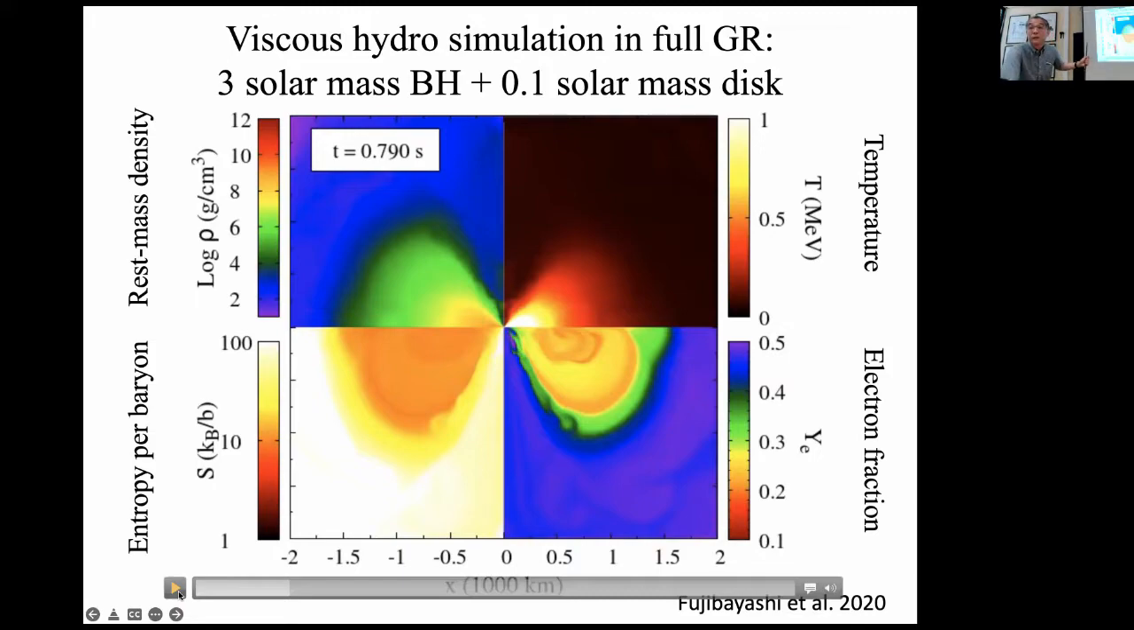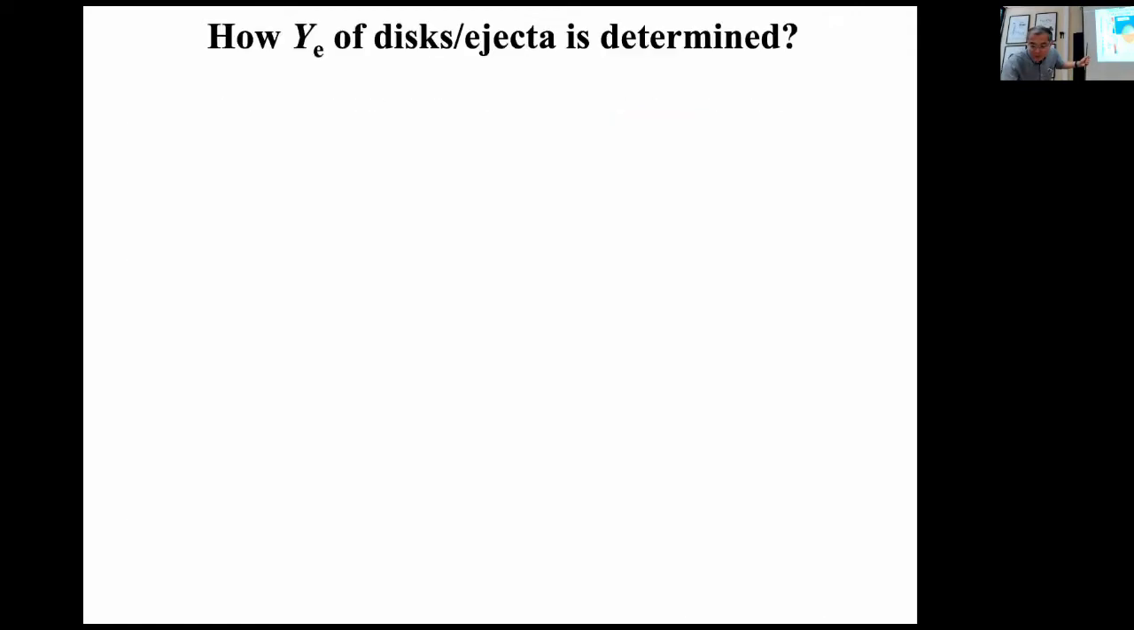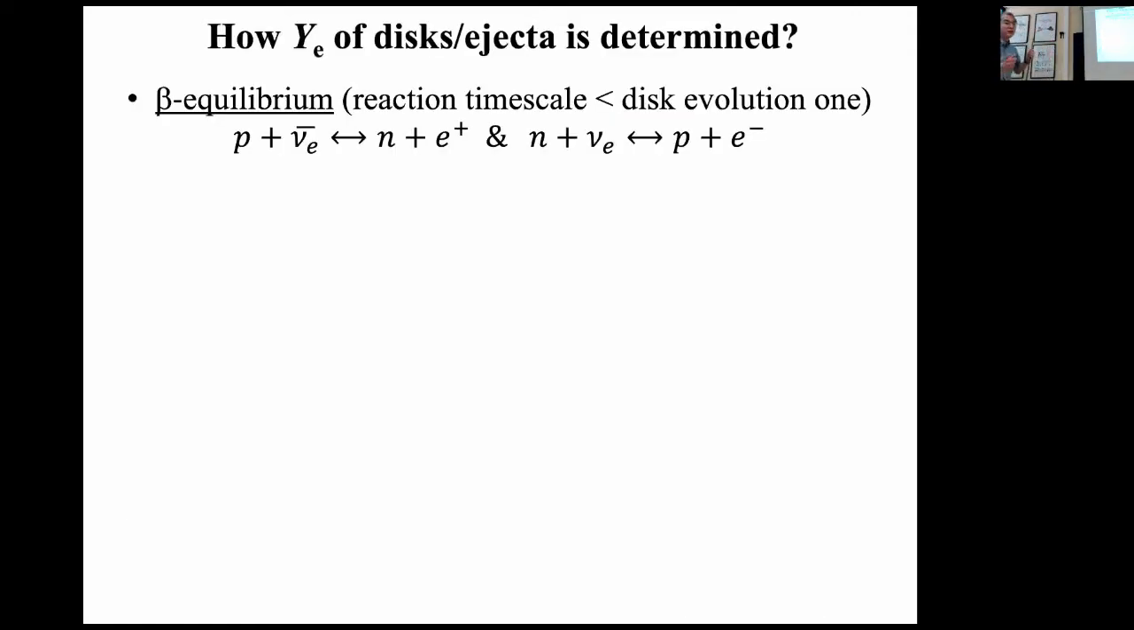Why are you increasing the electron fraction? Okay, I will change to the next slide. Initially density is very high, so in such a case the weak interaction time scale could be much shorter than the disk evolution time scale. In such a case, beta equilibrium is established, so that means the chemical potentials have this relation.